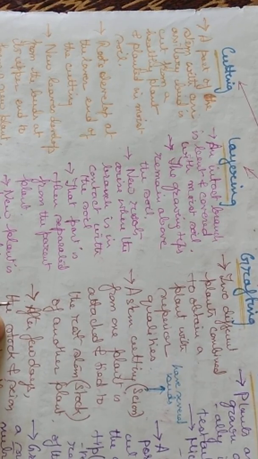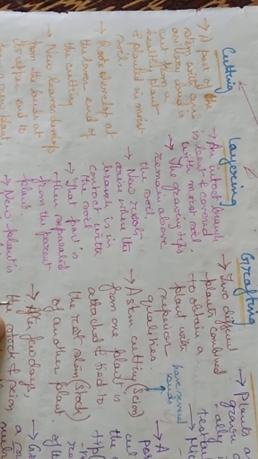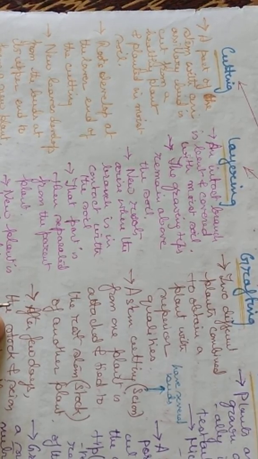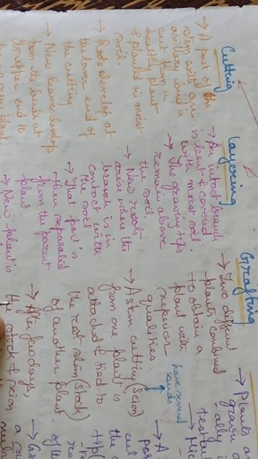Now after a few days, roots develop at the lower end of this cutting, and new leaves develop from the buds at the upper end, which gives rise to a new plant. These are extensively used by gardeners growing rose plants. Examples are Bougainvillea, cacti, sugarcane, pineapple and rose. These are grown by stem cuttings.